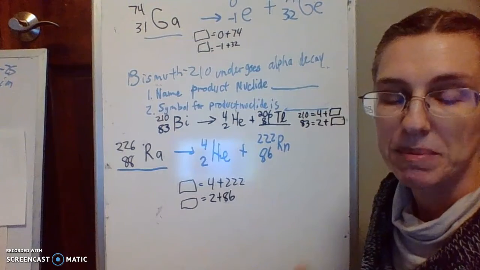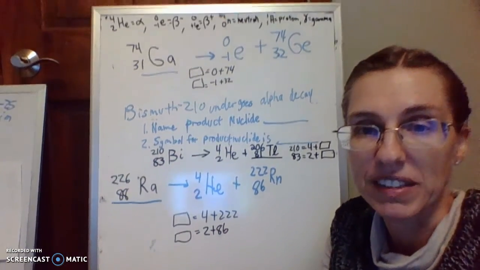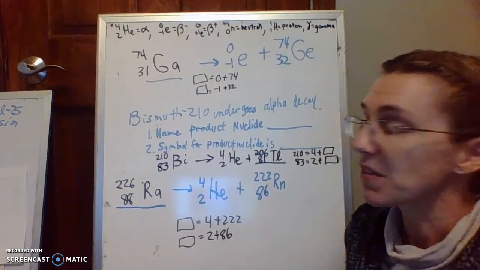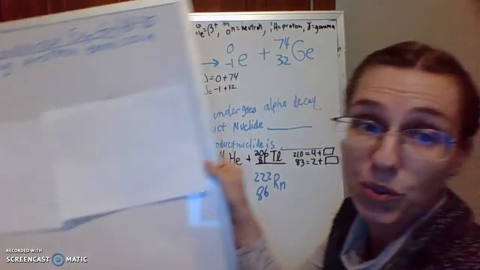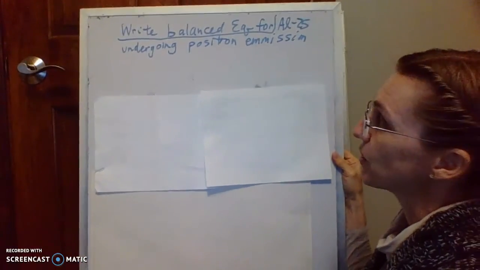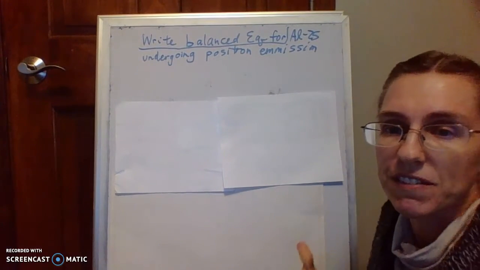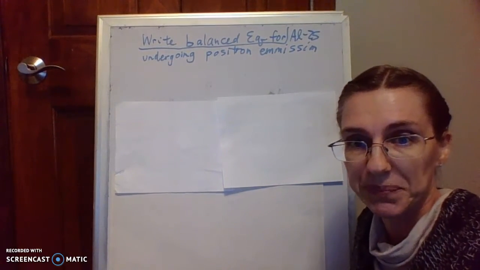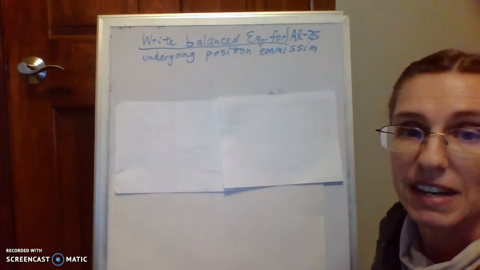So hopefully these types of things, practice them and you'll get in the habit of being able to figure out what these guys are. Now, the questions may be asked a little differently as well. They may just tell you in words what's going on. So let's practice some of those. They're telling us in words what's going on, and we have to figure out what the equation is. Okay. So here it says write a balanced equation for this guy.